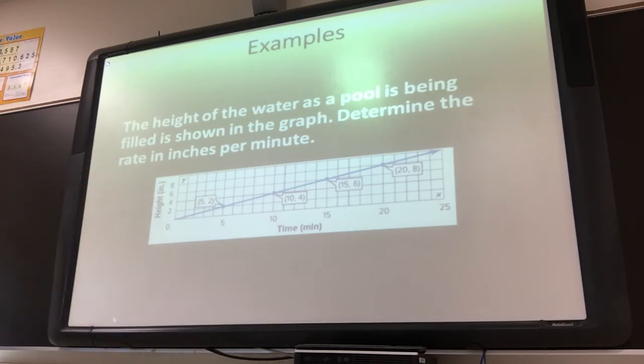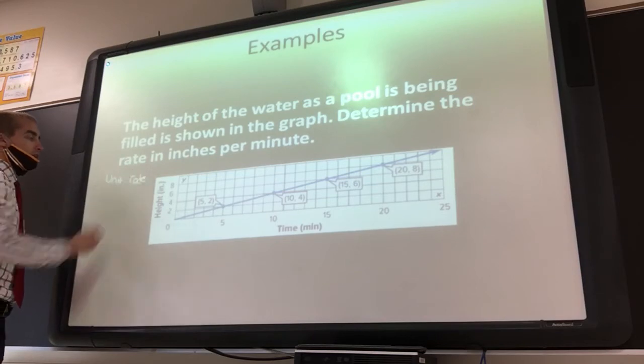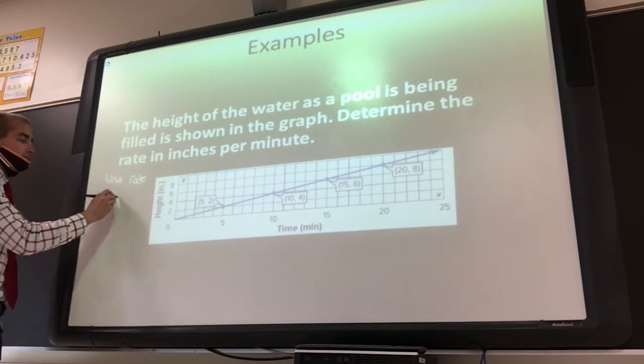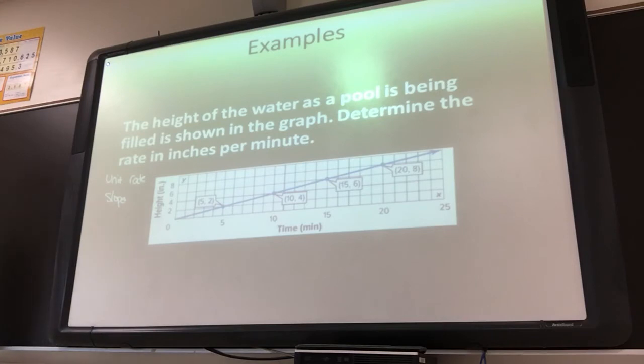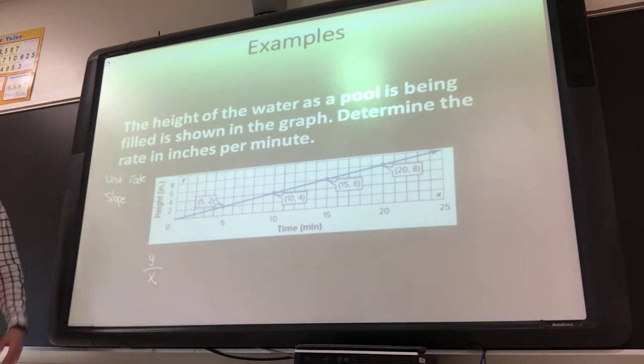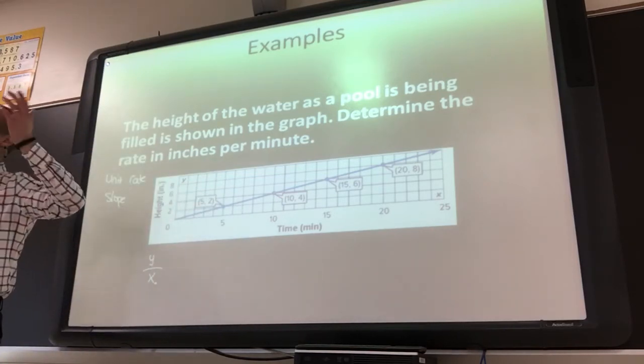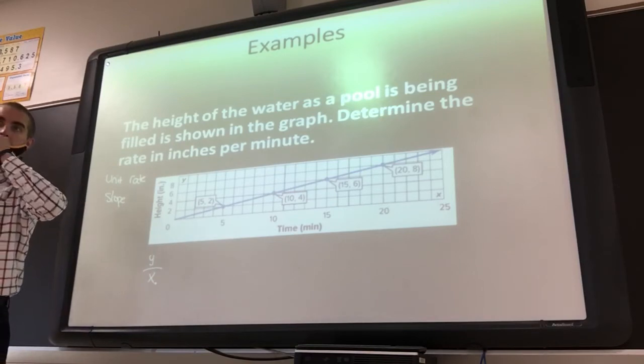So the first thing is, the height of the water as a pool is being filled is shown in the graph. Determine the rate in inches per minute. So in other words, we've got to find the unit rate or the slope. So to find the unit rate or the slope, what number goes on top? Y over x. So what we're going to do is choose one of these points, like what we did last week. So what's the point we could choose, Vincent?